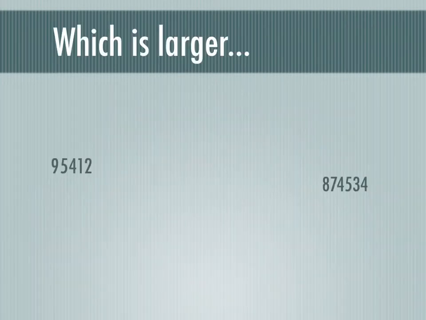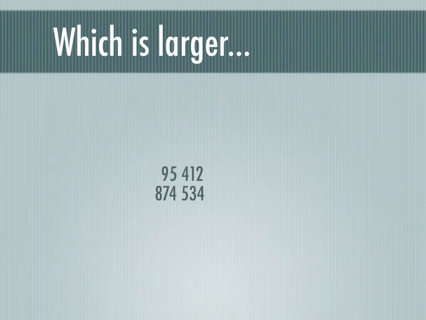Which of these numbers is bigger? It's not immediately obvious, is it? If we put them together, we can figure it out. That's right. 874,534 is clearly the larger number, but it's much easier to see when the numbers are stacked on top of each other and placed right beside each other.